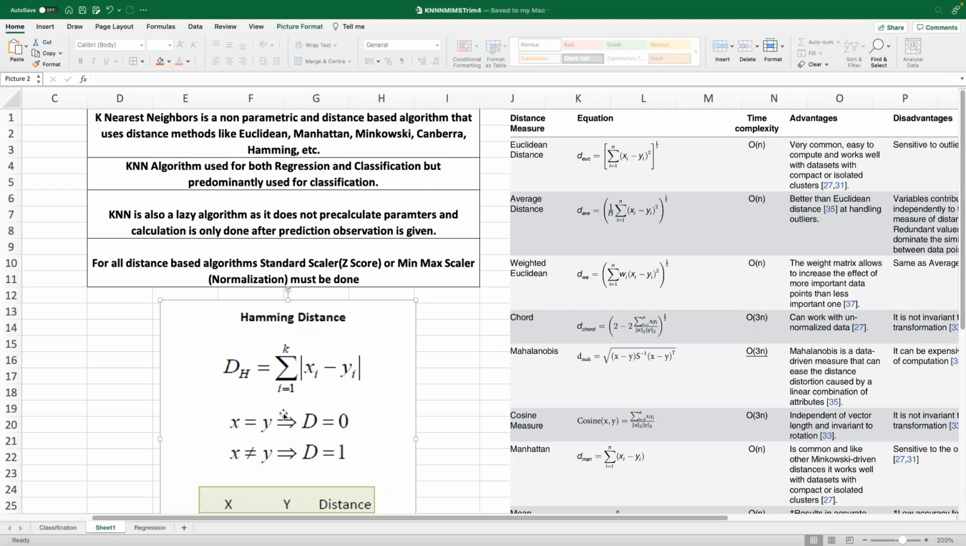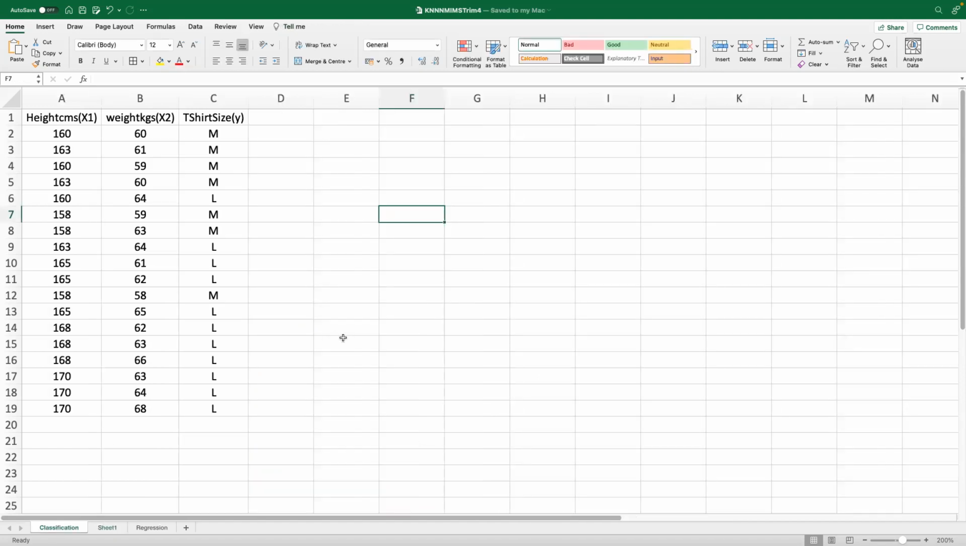Okay, so all of you can open the Excel sheet, the classification part. We will run KNN as a classification first. We have two independent variables, height of the person and weight of the person, and what is the t-shirt size that we can recommend. The prediction is a binary prediction. The k value is assumed. Initially, the k value will be assumed. By default in Python, k value is 5.